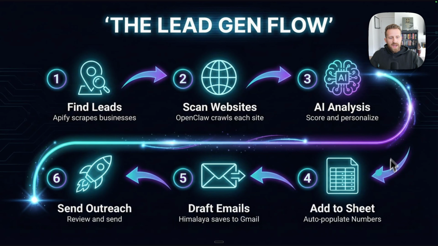What it's going to do after that is add this all to a Google Sheet or Apple Numbers, whatever. I'm going to use Apple Numbers for this demo so you can see what I'm talking about. Then it's actually going to use the Gmail CLI and draft up all the emails and save them as drafts in my Gmail. So I'll show you that here in a second. And then I'm going to be the human in the loop that says yes or no, or makes edits if I need to before the emails actually go out.